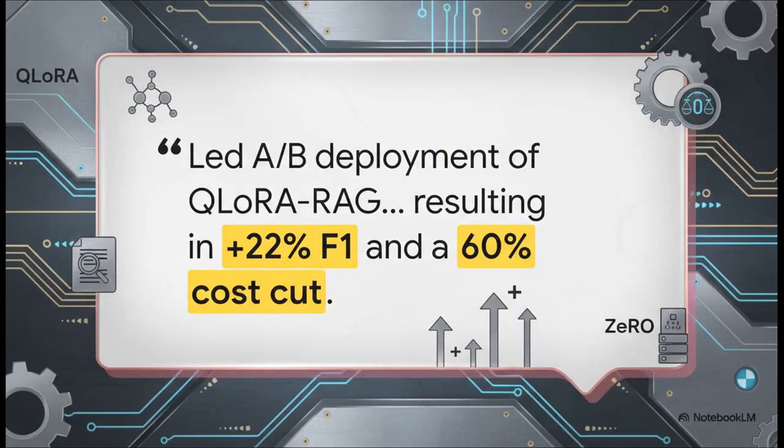And this right here, this is what it looks like when you put it all together. This is the kind of sentence you put on your resume. Notice how it weaves together all the things we talked about, QLoRA, RAG, ZeRO, into one statement that proves concrete business value. A 22% accuracy increase and a 60% cost cut. Now that is how you show your impact.